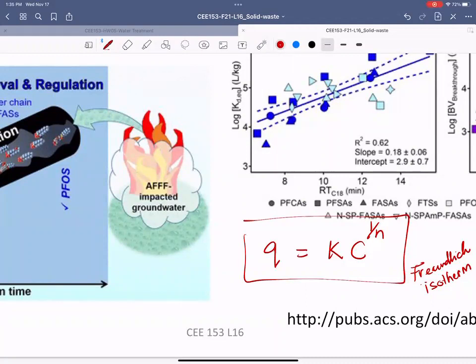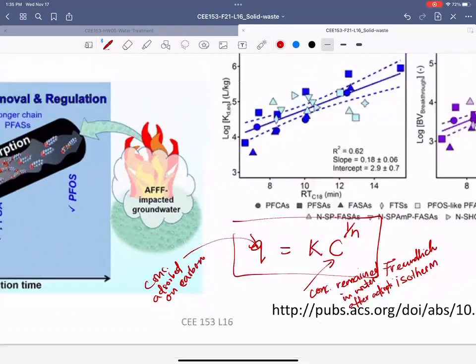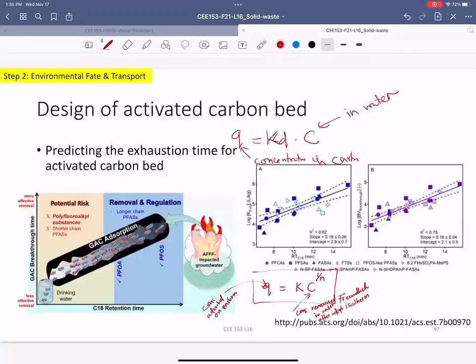Okay. So Q is the concentration adsorbed on carbon. Concentration of pollutant adsorbed on carbon. This is the concentration remaining in water after adsorption. And your goal is that C be as small as possible, right? Because you are treating those in that activated carbon tank, and you are going to remove them.